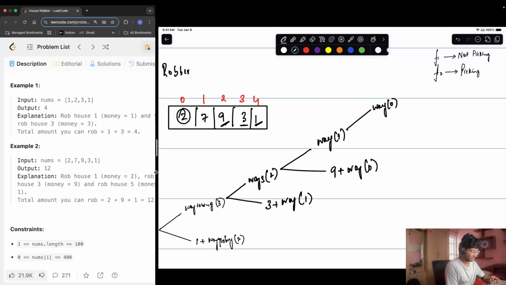So this is our base condition, because we have reached the first point of the array. Anything lower than that would go out of index. So when I hit 0, since this question is about maximizing the profit and not about the unique number of ways, I'm just going to return 2.